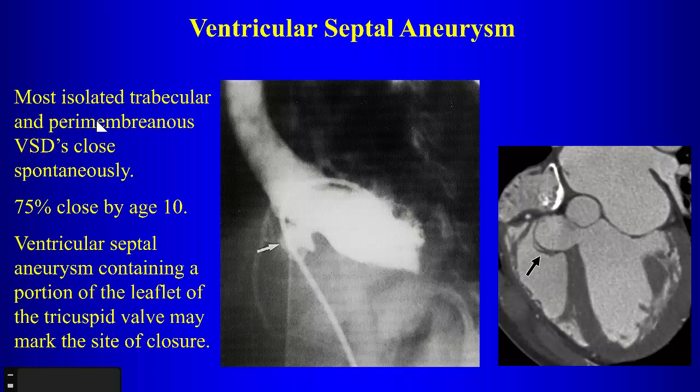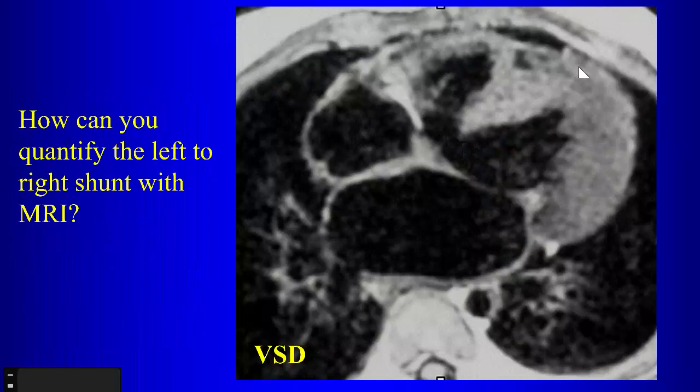So, as we said, most isolated trabecular and perimembranous VSDs close spontaneously. A ventricular septal aneurysm might contain a portion of the leaflet of the tricuspid valve, which contributes to the aneurysm formation and to the closure of the ventricular septal defect in that location. So, if you see that, that's what it means.